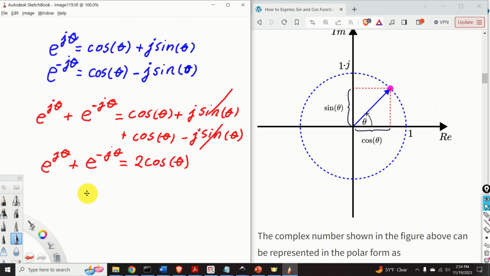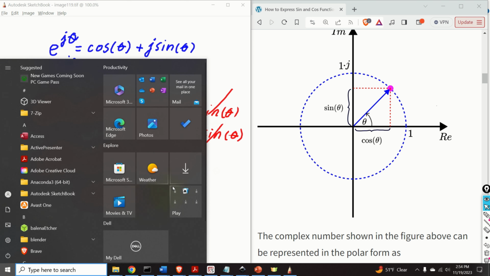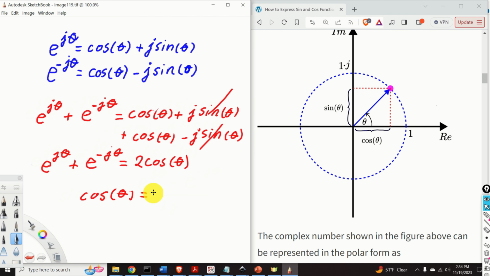Or from this equation we obtain that cosine of theta is simply equal to e to the power j theta plus e to the power minus j theta divided by 2. And this is our second formula.